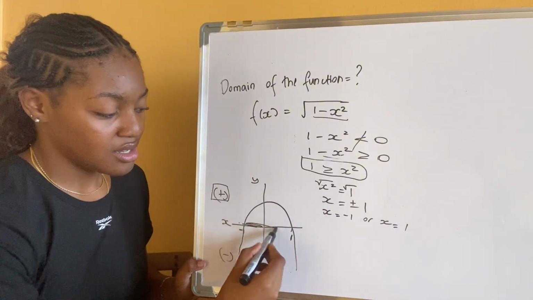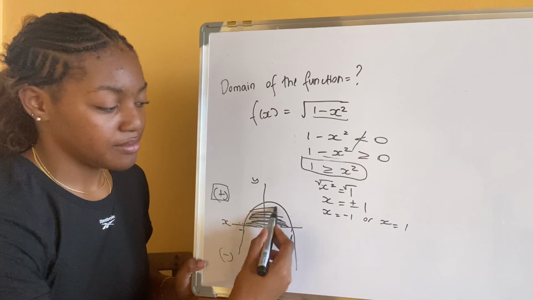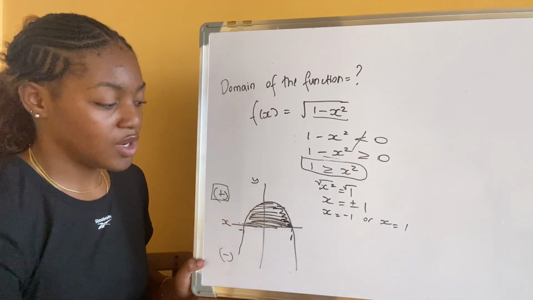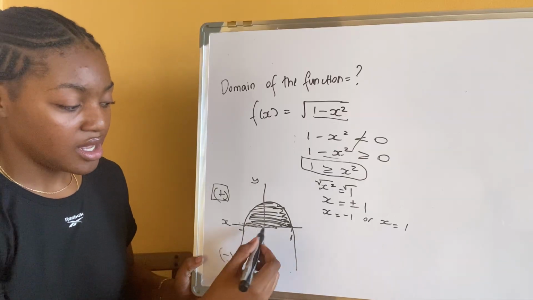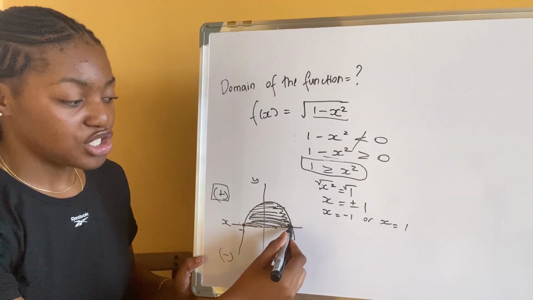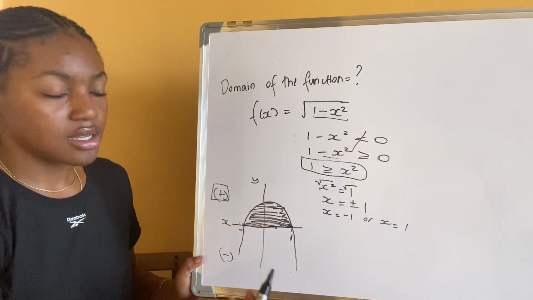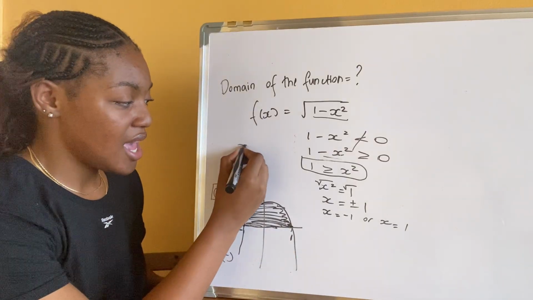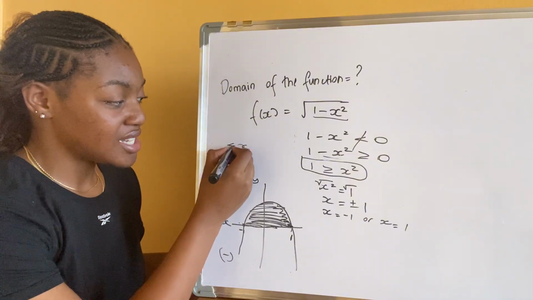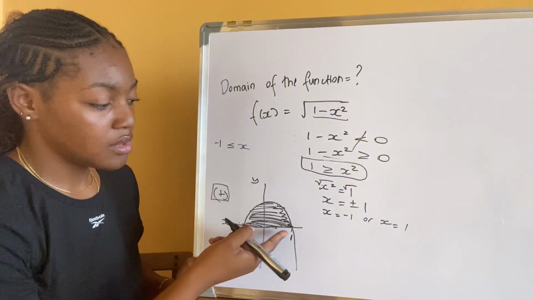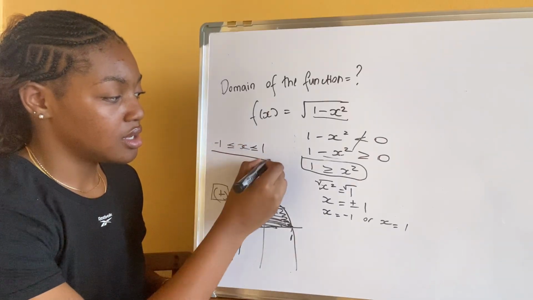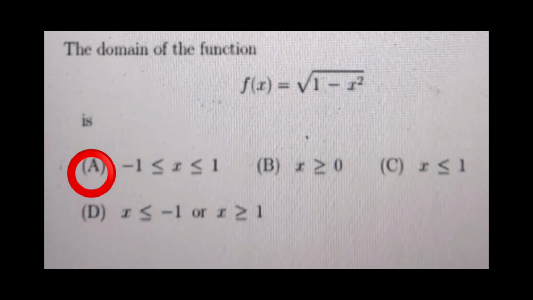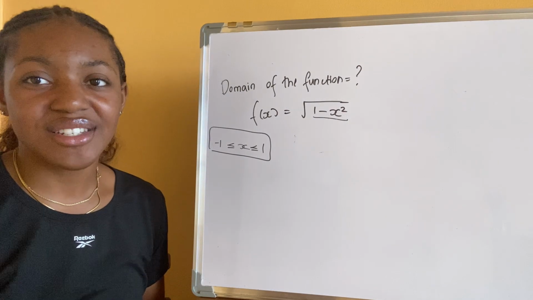So we're looking at this region right here. From this region, we're gonna determine our interval. So I have -1 and 1. From here, we can tell that this is a joint set. So we're gonna have that x is greater than or equal to -1 and less than or equal to 1. So this would be our domain, and what option has this domain? Option A.